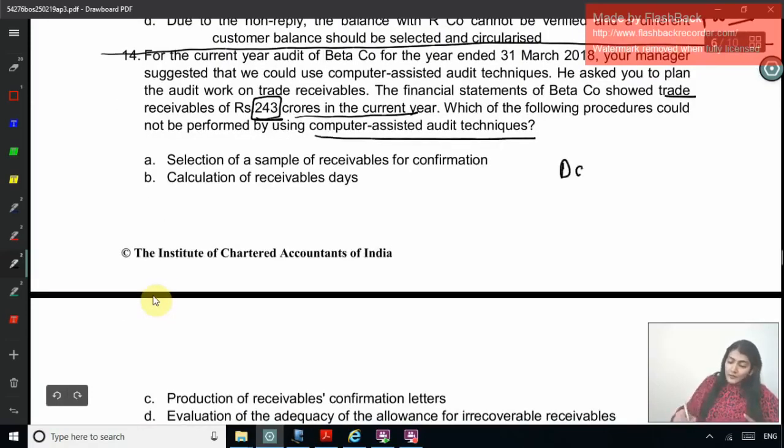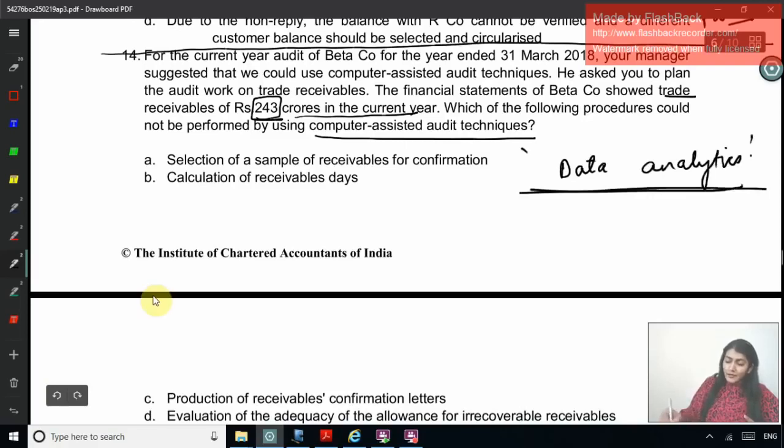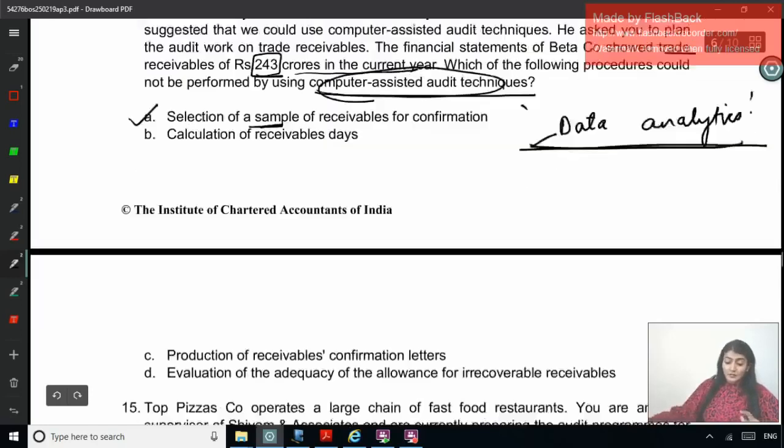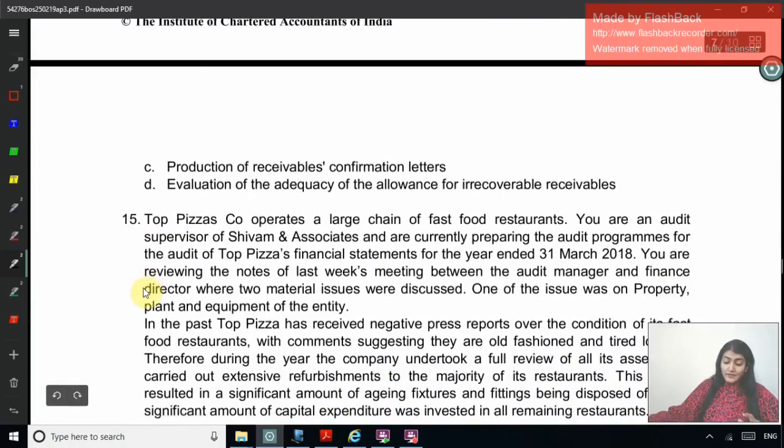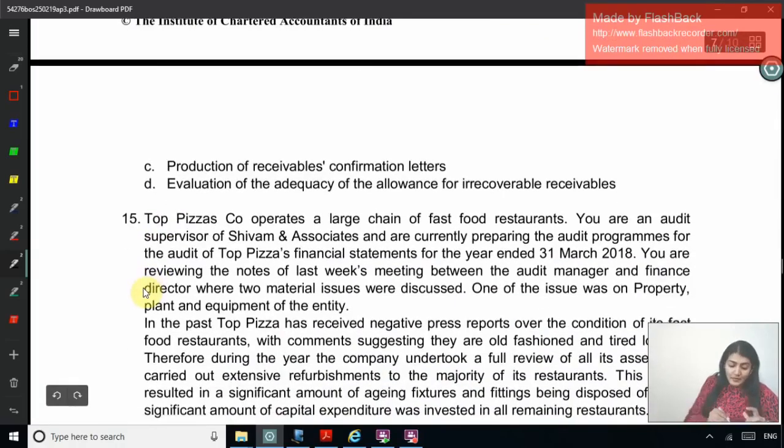Nowadays computer assisted audit techniques is also referred to as data analytics. So which of the procedures cannot be performed by using CAATs? Selection of samples: obviously we can select samples with the help of computers. Calculation of receivables: obviously calculations can be done with the help of computers. Production of receivable confirmation letters: yes, even that can be done with the help of computers. So obviously what is remaining is D.